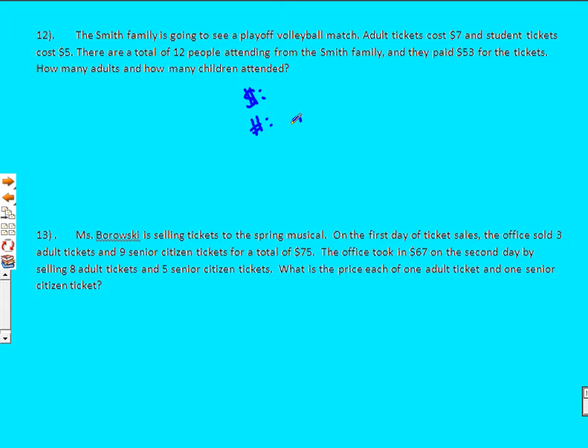Well, if I have adults plus students, that gives me my total of the 12 people that are going to the game. For the money part, it's $7 per adult ticket, so 7A, plus $5 for every student ticket equals the total cost, which is 53. And there it is right there. And now you have your system to solve.